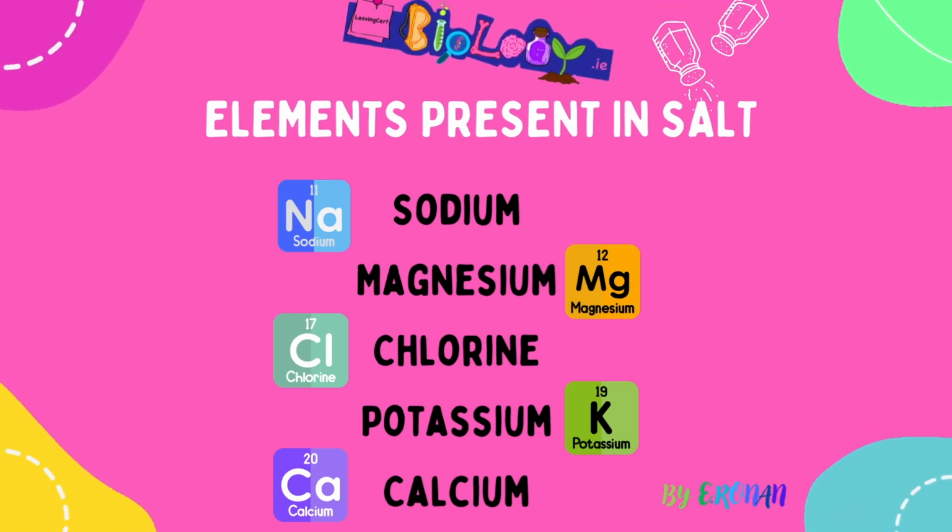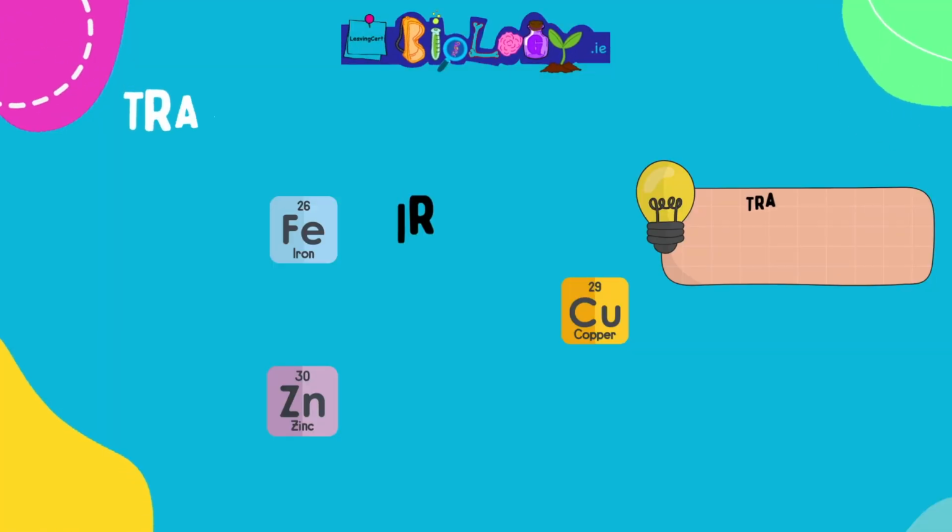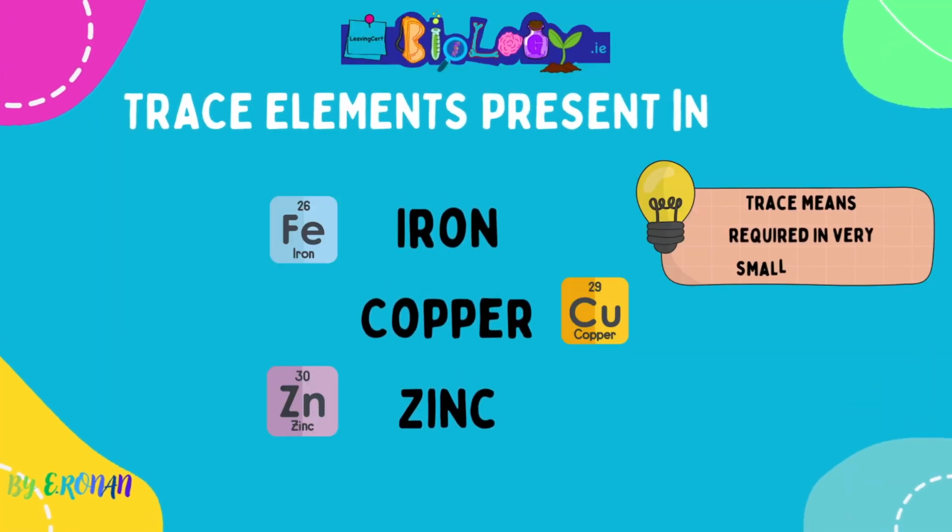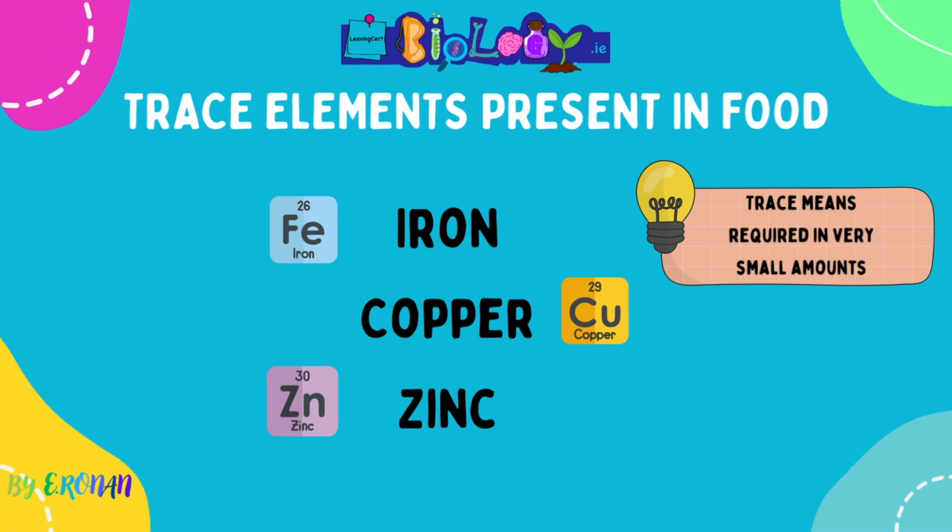And then lastly, the elements that we need to know that are present as trace elements, and that word trace meaning required in very, very small amounts. And we have iron, copper and zinc. Iron is probably the one that students tend to remember the most. Obviously, it does link to blood, hemoglobin. People that are anemic are low or deficient in iron.